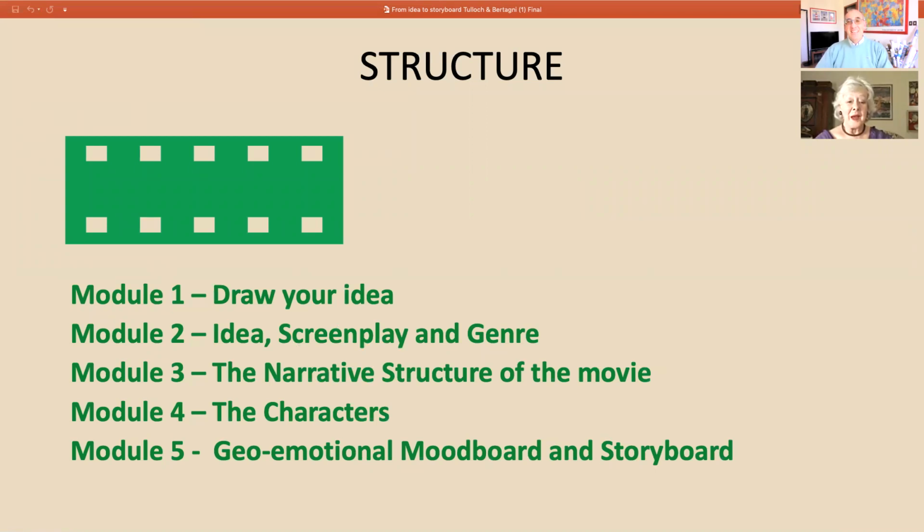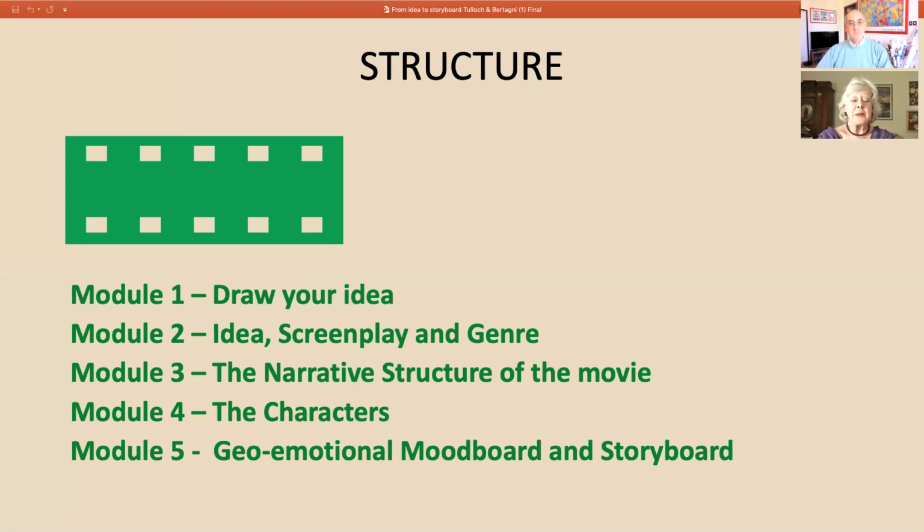Ailsa? Okay, so in module 2, we talk about your idea. We talk about what a screenplay is and how a screenplay is different from a stage play or a novel. And then of course, the genres. There's so many genres and it's great fun to adapt your idea to one of those genres. You might well have started out thinking, oh, well, I'm going to write a comedy, and it turns into a drama. Then characters.